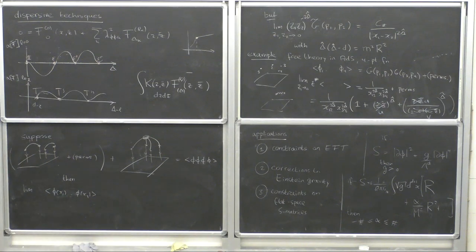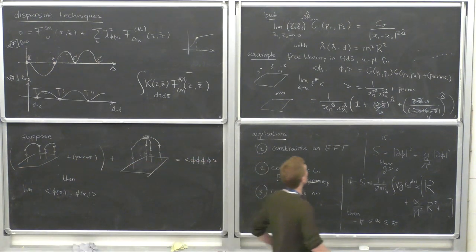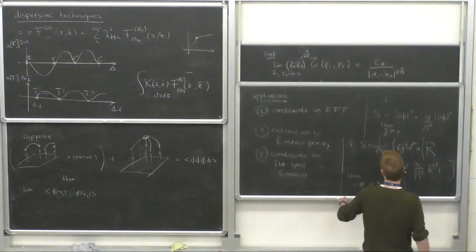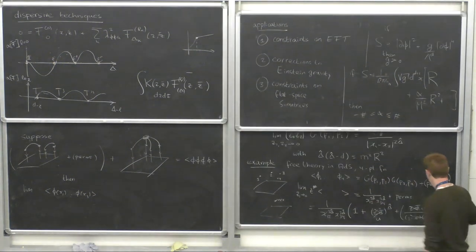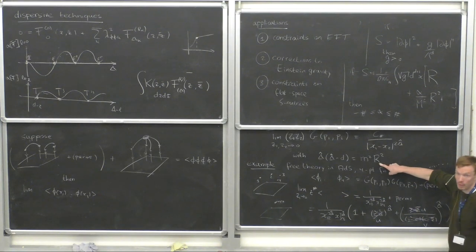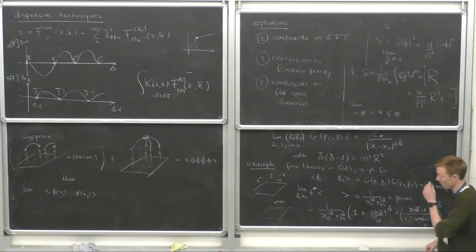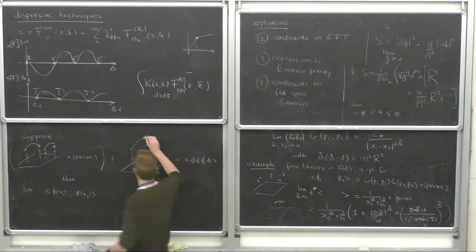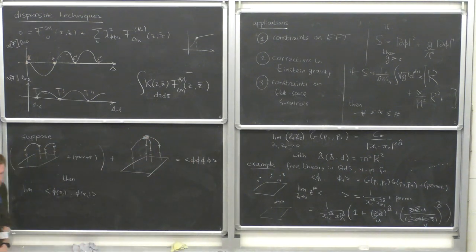Let me now take this thing. It still depends on the AdS radius. You can see it here. Delta hat is a function of m squared r squared. So it depends on the AdS radius, on the AdS curvature. It changes a little bit with the curvature. And this thing will probably be some very complicated function of the curvature.